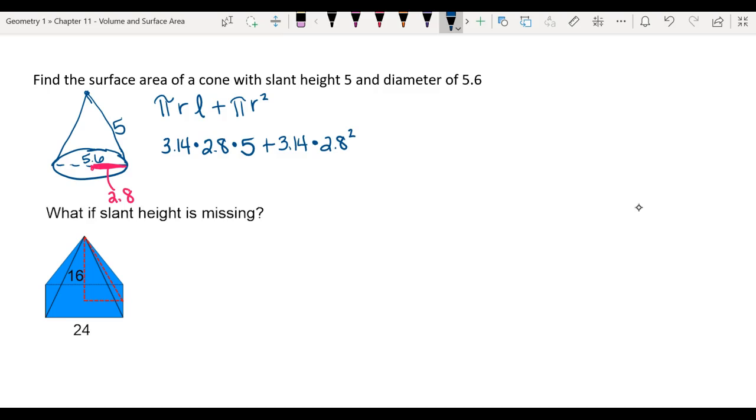you get 68.5776. That's your answer. Okay, again, this formula will be given to you. You don't have to memorize that one.